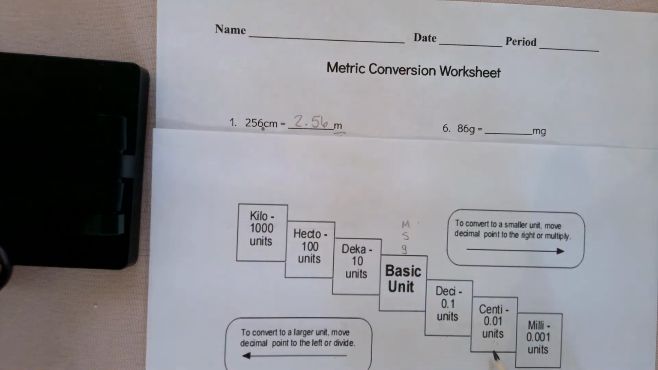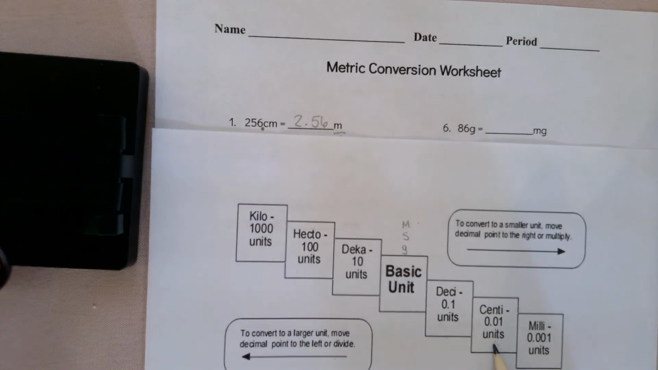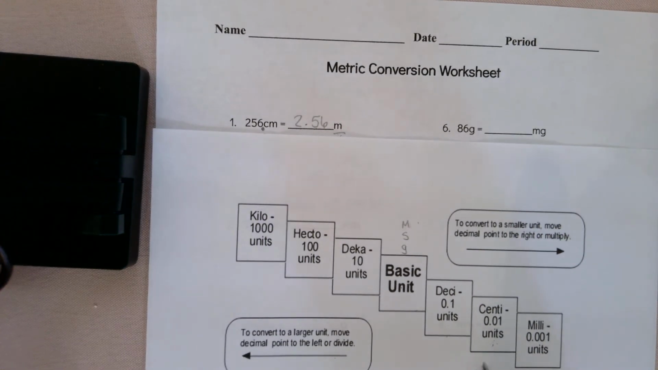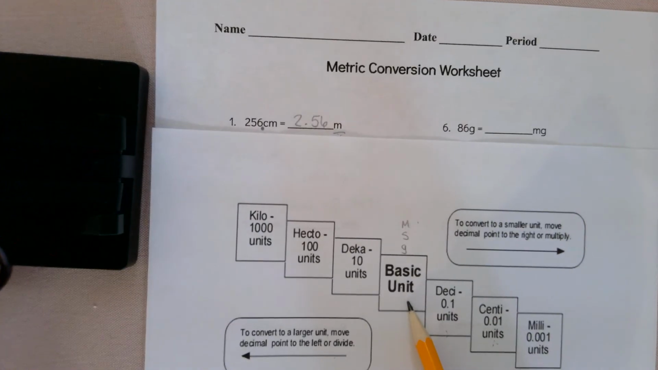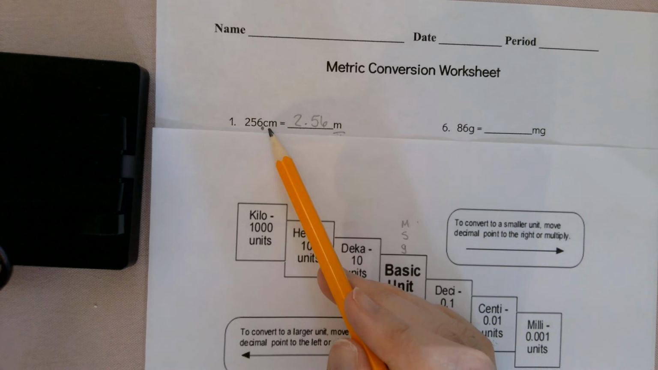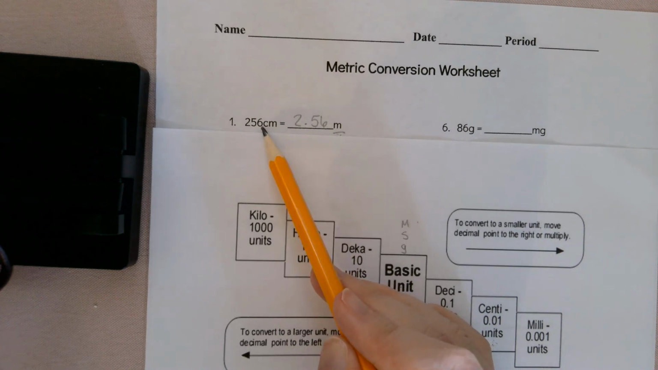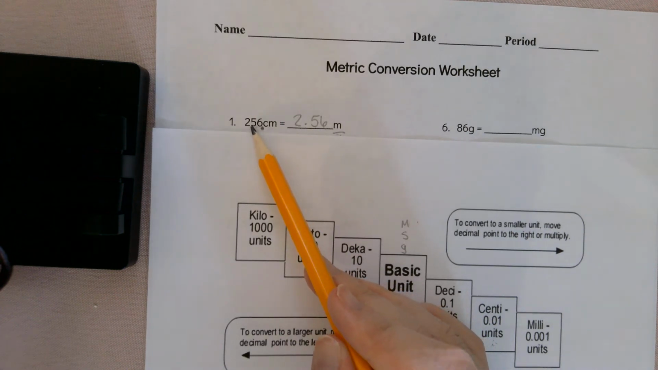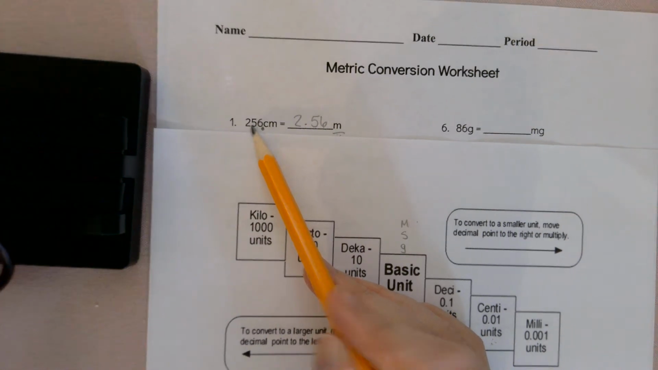So we're going to our chart, find where we start. We're starting at centimeters. And to go from centimeters to meters, we go to the left 2 places. Okay? So again, we're starting at centimeters. We go to the left 2 places. And so therefore we would move our decimal to the left 2 places. So 1, 2. So that would give us 2.56 meters.